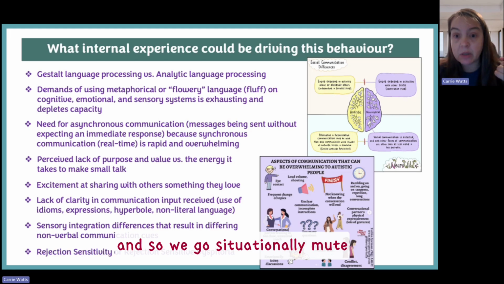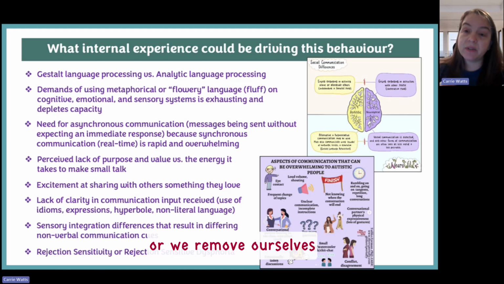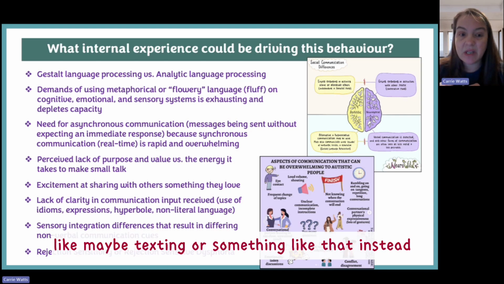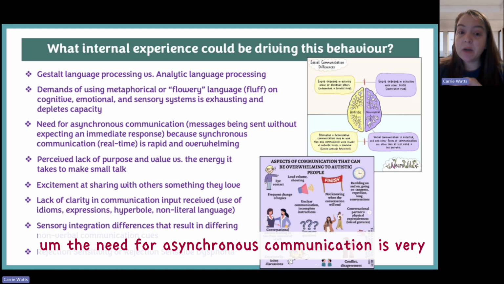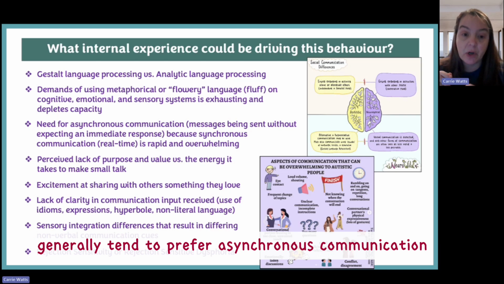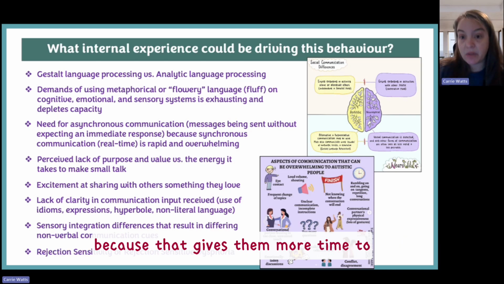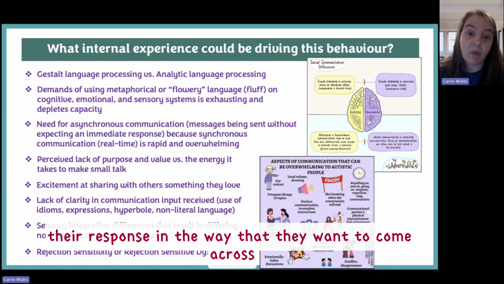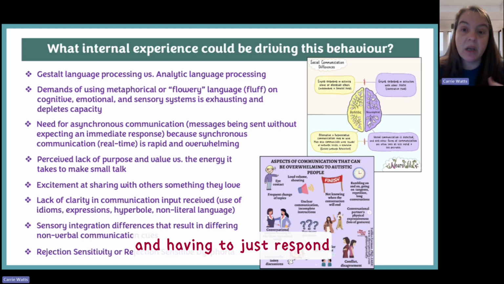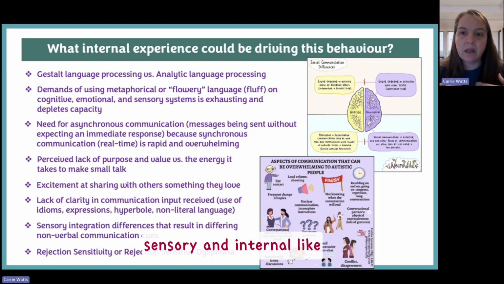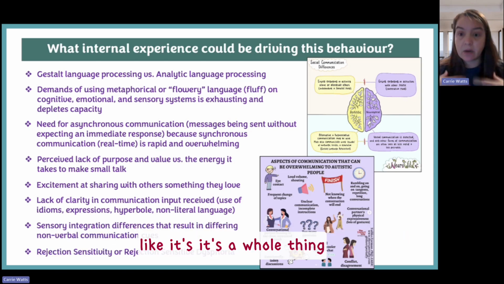And so we go situationally mute, or we remove ourselves from a situation in which we need to be verbally speaking. So we're maybe texting or something like that instead. The need for asynchronous communication is very important because neurodivergent people generally tend to prefer asynchronous communication, because that gives them more time to think about their response and to really express their response in the way that they want to come across, as opposed to being put on the spot and having to just respond when they haven't been able to process all of that sensory and internal, that interoception stuff that we've talked about before. It's a whole thing.